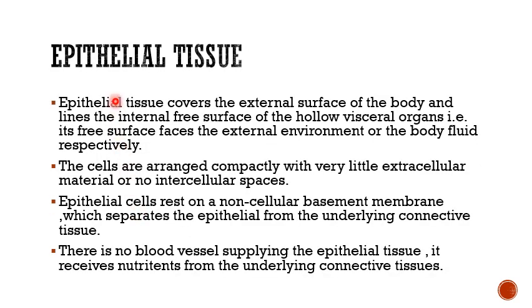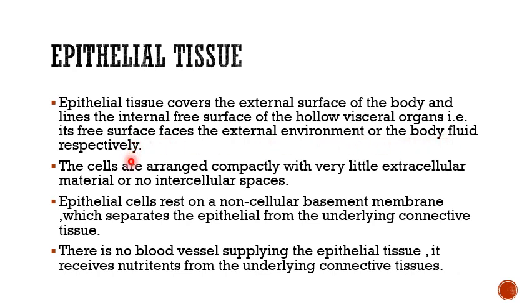What do you mean by epithelial tissue? Epithelial tissue covers the external surface of the body. Epi means outer covering, and it lines the internal free surface of hollow visceral organs. Visceral organs are soft organs which are present in our body without bones. That is, its free surface faces the external environment or the body fluid respectively.